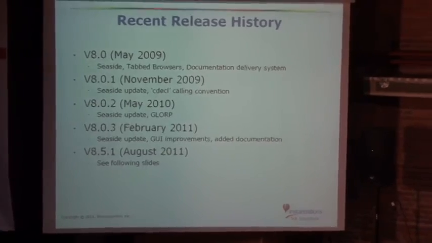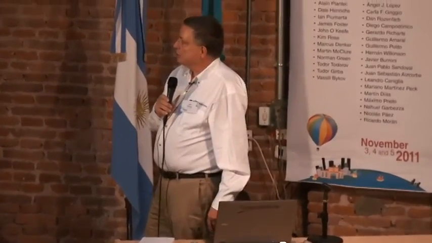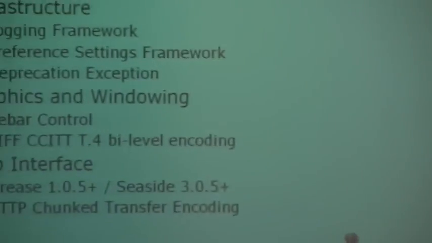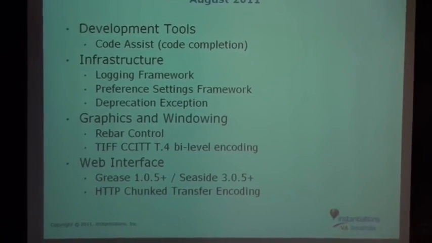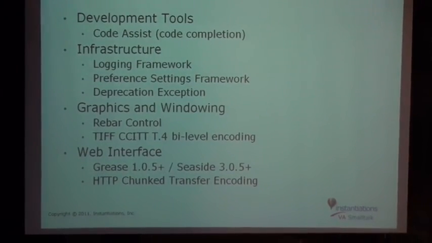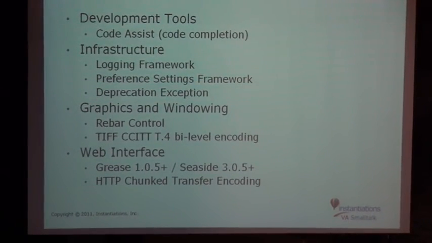Our recent release history: we went through a series of V8.0x sort of releases, and just before ISUG, we released version 8.5, and that's what I'm going to be talking about today. For version 8.5, our newest release, we've done work in a number of areas in terms of development tools. We've added Code Assist to our development browsers, and I'll show you a little bit about it. If I have time at the end, I'll do a demo.